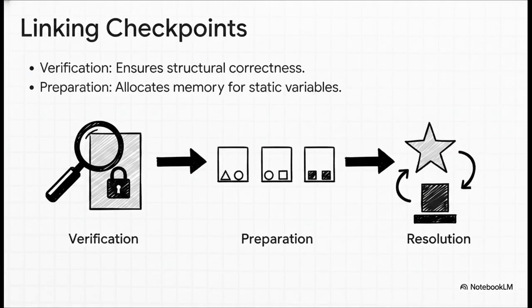Let's zoom in on that middle step, linking. You can really think of this as the JVM's strict security and prep checkpoint. Before any code goes a step further, the bytecode verifier jumps in to ensure the structural correctness of the file. Basically, if someone tampered with the compiled code, it fails right here on the spot with a verify error. Once that passes, preparation steps in to allocate memory for static variables, just setting them up with default values. Finally, resolution handles translating symbolic references into actual direct memory references. Absolutely no code gets to run until it passes through these checks.